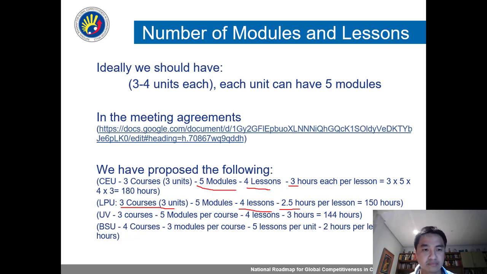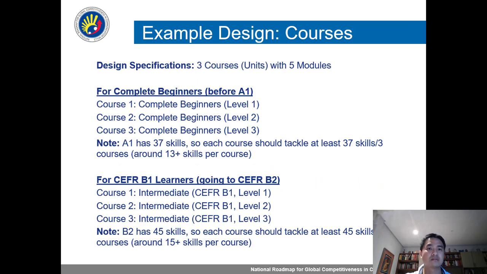Okay. So this is what we want. If this is what we said, let's have 3 courses. Everyone said we'll have 3 courses, and this is a way to do it. You could call it level 1 intermediate, level 2 intermediate, and level 3 intermediate. Then each course will have 5 modules, and each module will have 4 lessons.